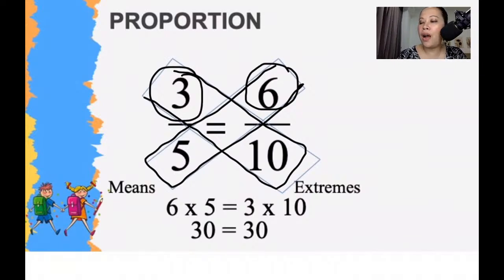So you will have 6 times 5 equals 3 times 10. So 6 times 5 is 30, 3 times 10 is 30. Therefore it is a proportion. Why is it a proportion? Because it is equal. Okay, remember that proportion is an equation. The product of the means and the extremes are equal to each other. So in a proportion, the product of the means is equal to the product of the extremes.